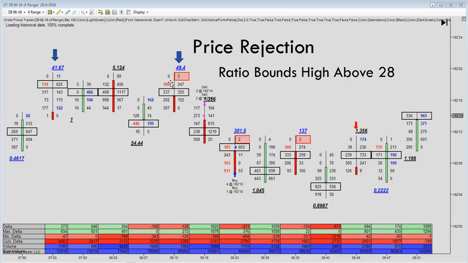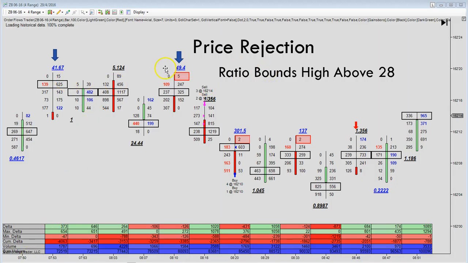So, okay, we're coming up here. We get this double top. Let's say it's a triple top. The first time you hit it, you got a ratio of 41. Second time you hit it, you got a number 5.124, and the third time you got a number 49.4.